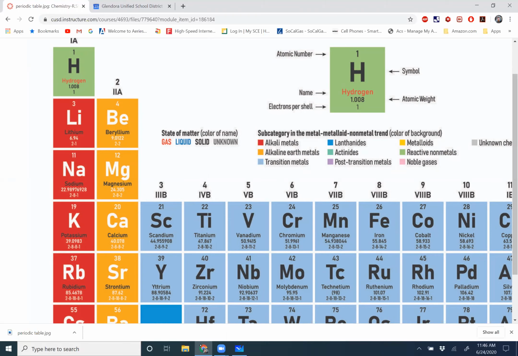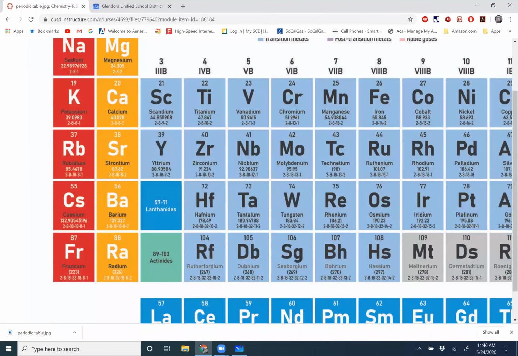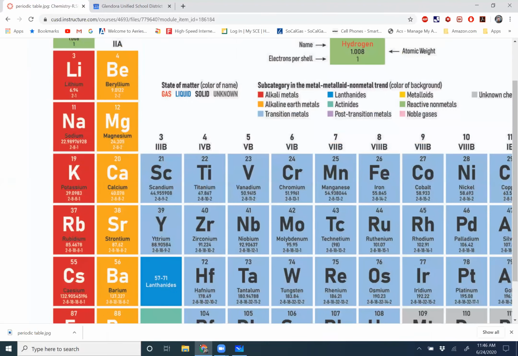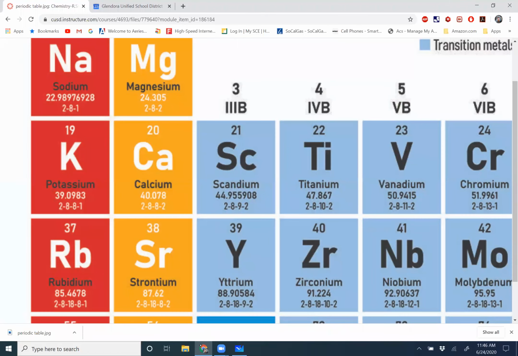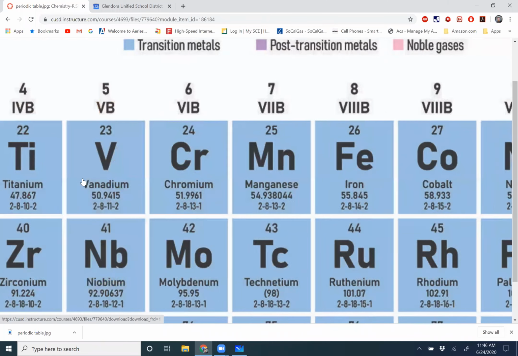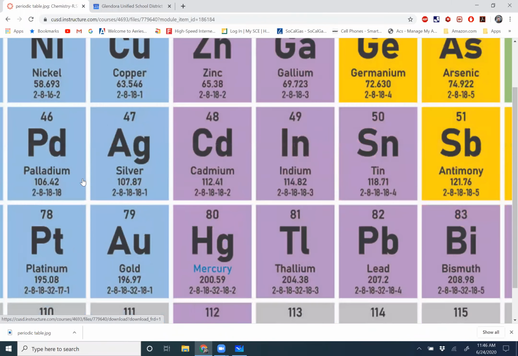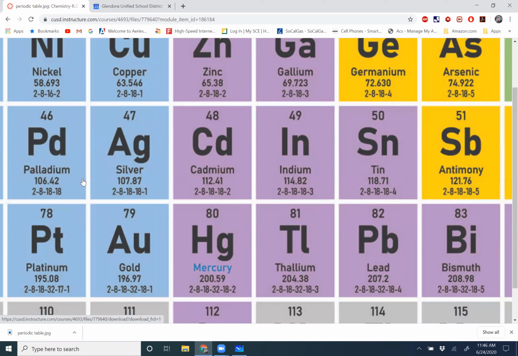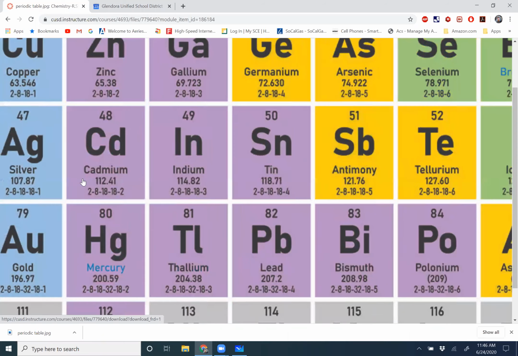Now, most of these symbols make a lot of sense, but a lot of these names are very, very old, so they have weird symbols compared to their names. Potassium here is K, and that's because it used to be called something called kalium. And then we have silver, argentum, and we have gold, aurum, and so that's why their symbols are different than their names.